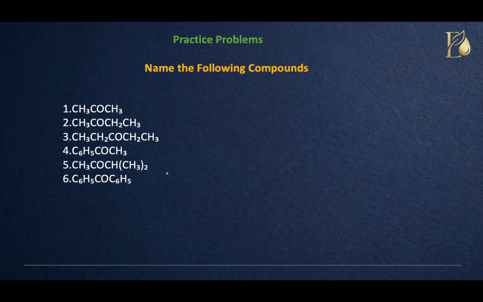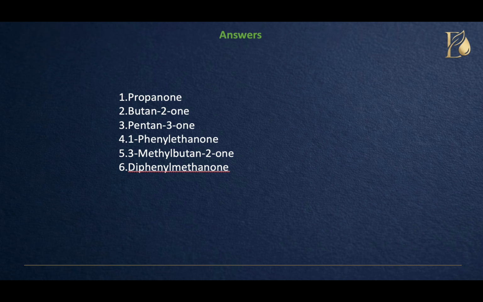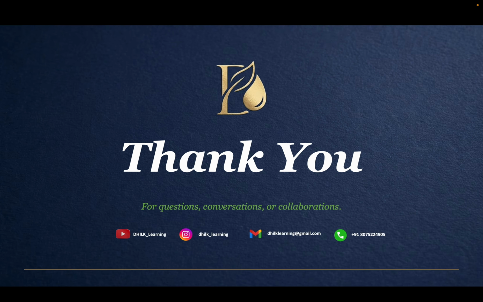Now there are some problems. You can try to solve these problems, and I have given the answers in the next slide. So first you do these problems and match with the answers. Okay, so you will get much more idea. So try to solve yourself. So this is about the naming of ketones, aliphatic and aromatic ketones. If you have any doubts, just comment below. Make sure to rewatch this video if needed, practice the concepts, and get fully comfortable before moving on.